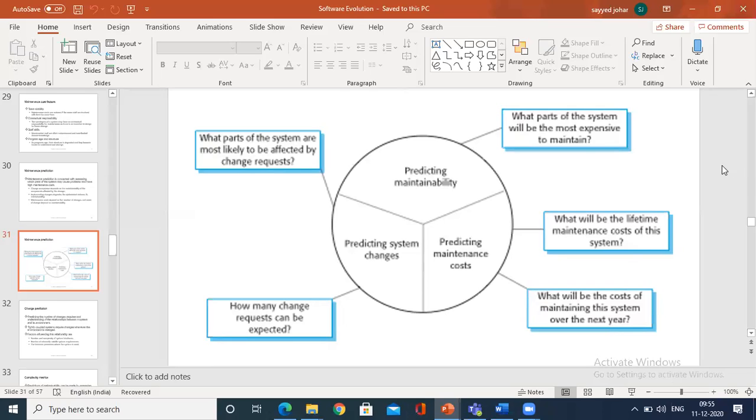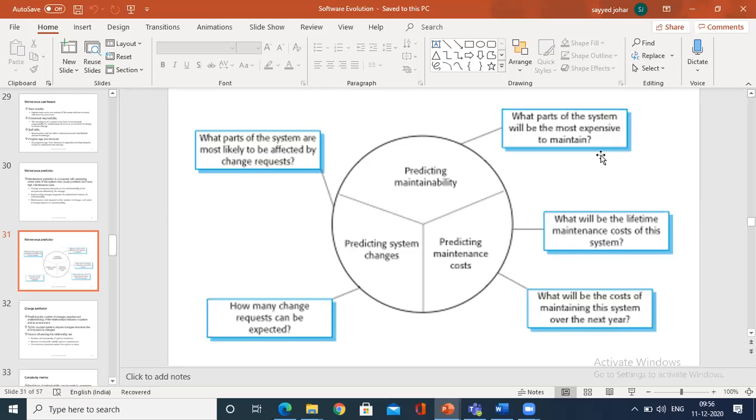So what parts of the systems will be most expensive to maintain? As I said once, what will be the lifetime maintenance cost of this system? These are all the functions predicting maintenance cost. Cost wise, you need to predict the lifetime maintenance cost of the system. What will be the cost of maintaining the system over the next year? For the next year, what will be the cost?